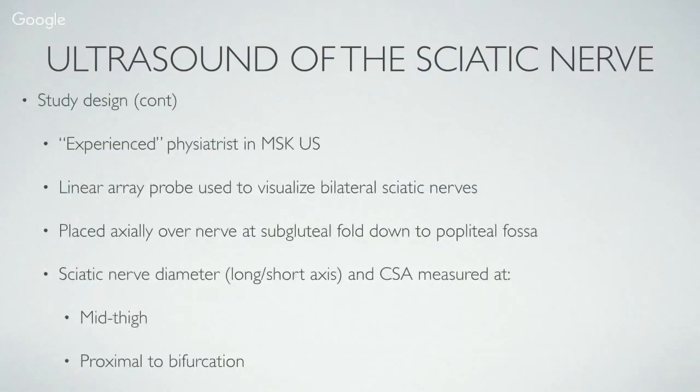The physiatrist performing the ultrasound was experienced in musculoskeletal ultrasound. They used a linear array probe. They looked at both the unaffected and affected sciatic nerves. They started out at the subgluteal fold, and then went distally along the course of the sciatic nerve and took 2 measurements. They measured at the mid-thigh, and they measured just proximal to the bifurcation of the sciatic nerve. And that's where they looked at the cross-sectional area, and they looked at the diameter of the sciatic nerve.